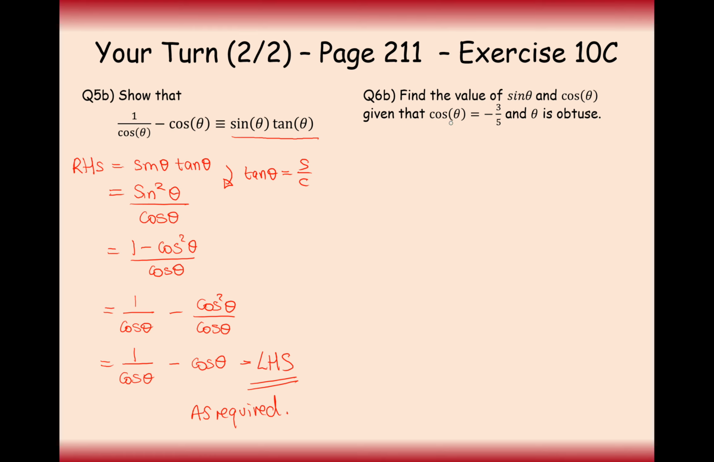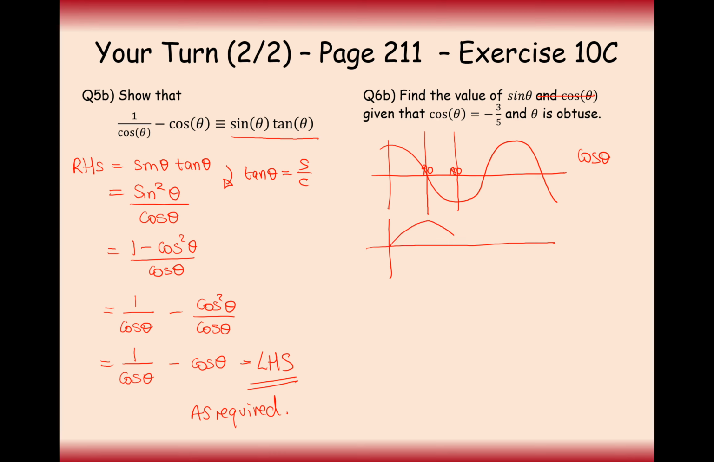Okay, the next question here is: find the value of sine theta given that cos of theta equals minus 3 over 5 and theta is obtuse. So let's just draw the graphs out to start with because I know they're going to be useful. The cos graph is going to look something like this, where this is 90 degrees here, 180 degrees here. So an obtuse angle is one from here to here.